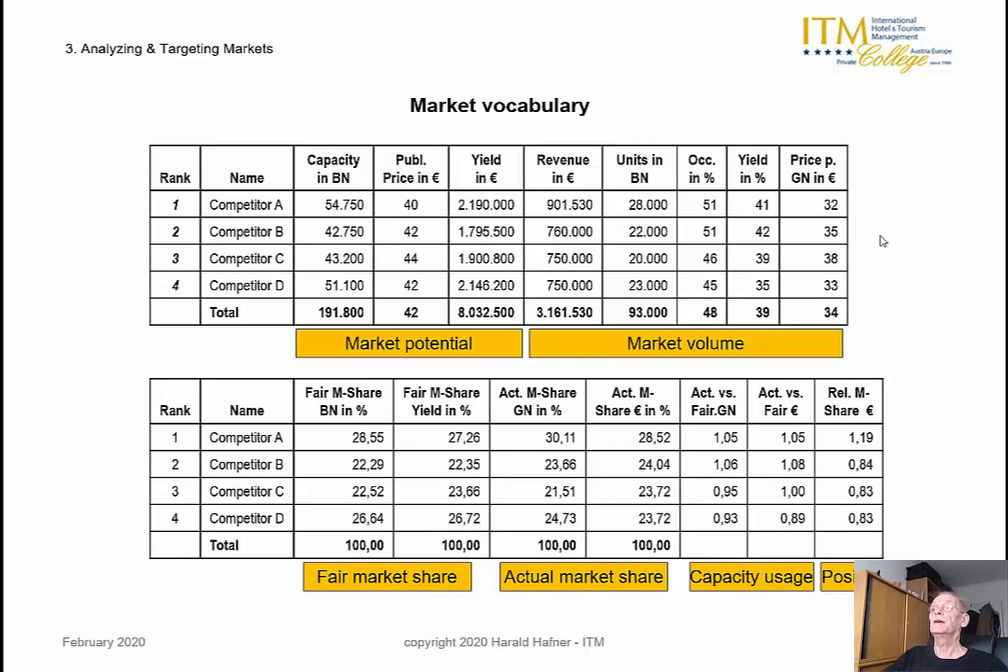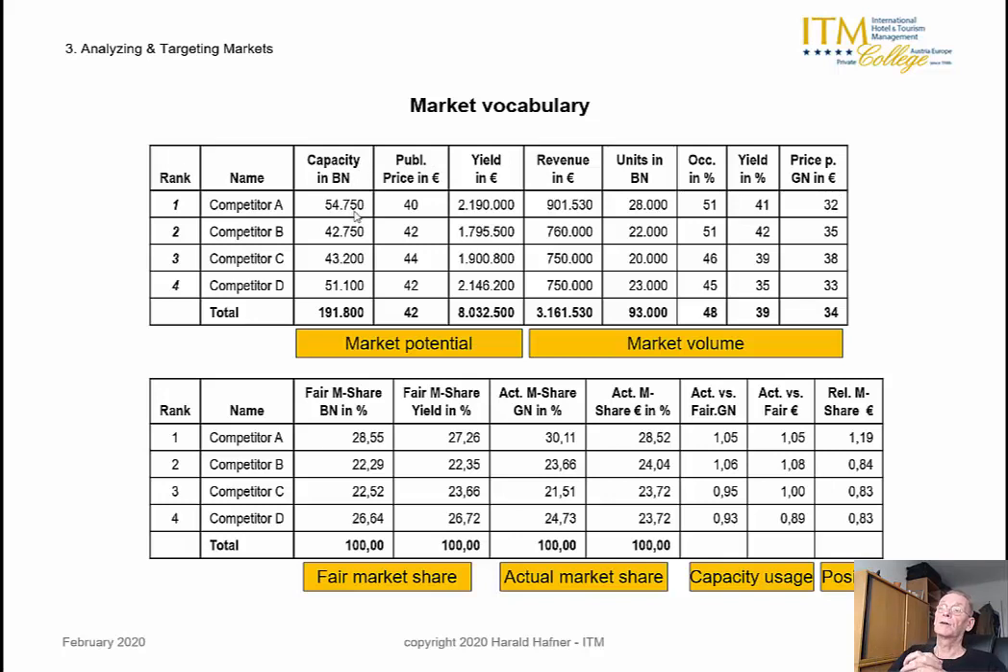There are 2 tables that you see of a hypothetical competitive analysis. The first table gives you the market potential and the market volume, and the second table explains the market shares. Let me turn to the first table, where the four competitors are outlined here, A to D. The first thing that we want to look at is the capacity in BN. BN means bed nights, and sometimes we also say guest nights. It's the same thing, bed nights or guest nights. So the capacity of our competitors is outlined here.